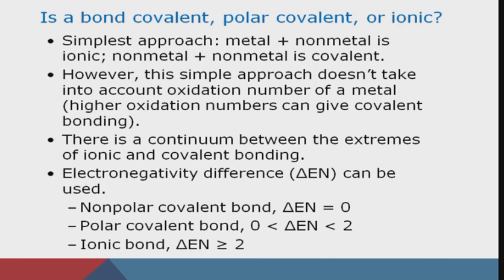However, this simple approach does not take into account the oxidation number of the metal. A higher oxidation number can give covalent bonding. There is a continuum between the extremes of ionic and covalent bonding. Electronegativity difference can be used: nonpolar covalent bond, polar covalent bond, ionic bond.